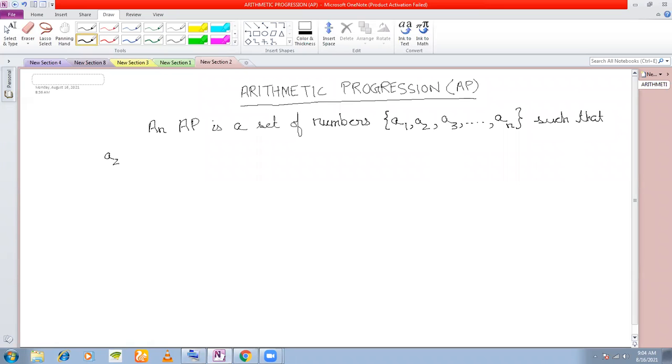A2 minus A1 must be equal to A3 minus A2 must be equal to A4 minus A3 and so on up till AN minus AN minus 1. All these must be equal. That is, if you take the difference of the first two, it must be equal to D. Difference of the next two, it must be equal to D. Difference of the next two, it must be equal to D.